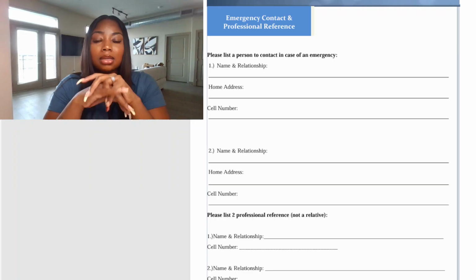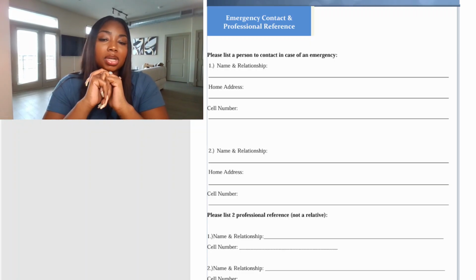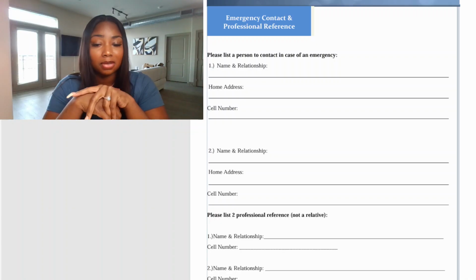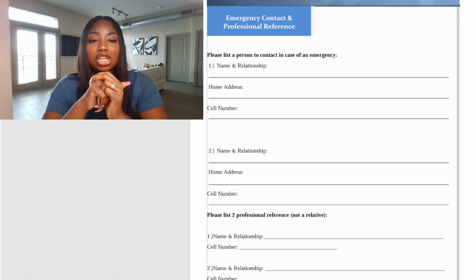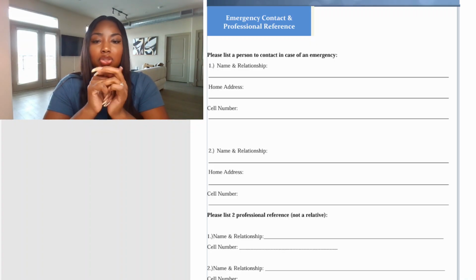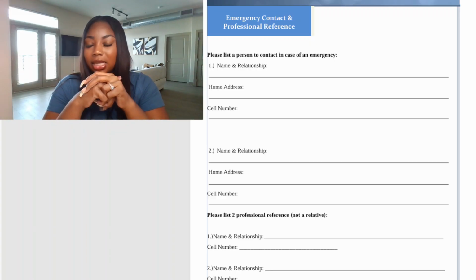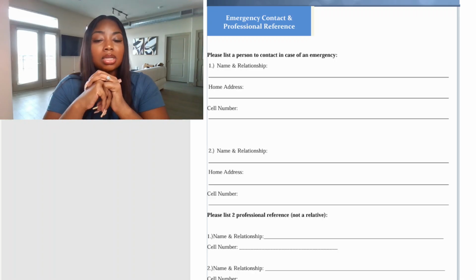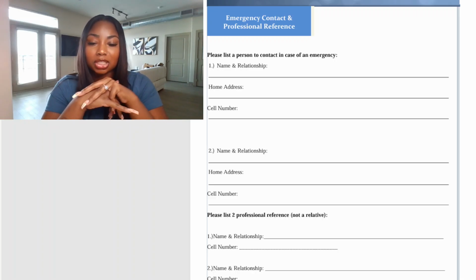Emergency contact forms. It's very important that you have emergency contacts on these individuals in case of death, anything that could happen. We have to be realistic here. This is not a business where we're providing a service and the individual is just leaving and we'll see them again 2 weeks later. No, this individual actually lives in the property that you're operating. So it's very important. And then list two professional references.